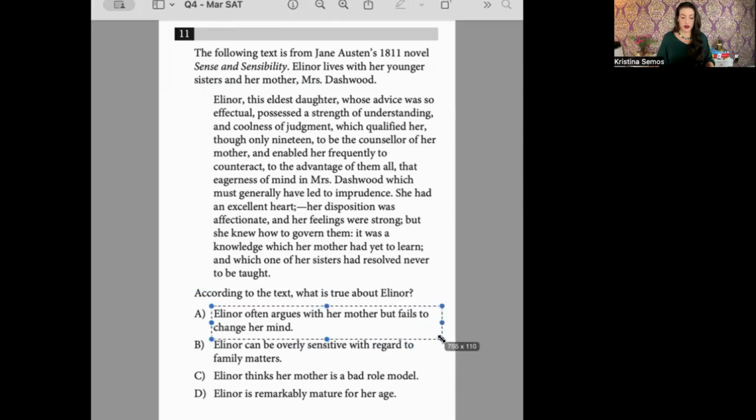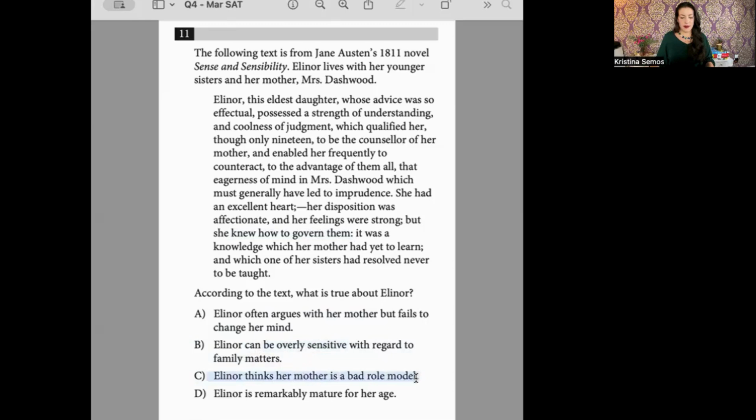"Eleanor often argues with her mother, but fails to change her mind." Actually, no, I literally said that it enabled her to frequently counteract. Counteract means oppose her mother. So actually, I found proof of the opposite. So not A. "Eleanor can be overly sensitive with regard to family matters." No, everything is like coolness of judgment. It's not being overly sensitive. Her feelings were strong, but she knew how to govern them. She could control her feelings. So I don't think she's getting overly sensitive. I'm not seeing any proof of that in here.